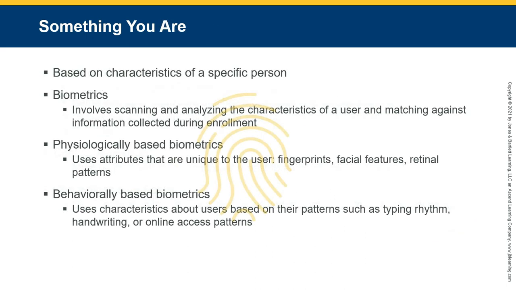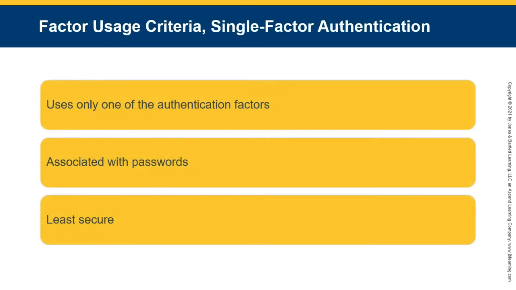Something you are. Based on characteristics of a specific person. Biometrics involves scanning and analyzing the characteristics of a user and matching against information collected during enrollment. Physiology-based biometrics uses attributes that are unique to the user: fingerprints, facial features, retinal patterns. Behavior-based biometrics uses characteristics based on a pattern such as typing rhythm, handwriting, or online access patterns. Using only one of the authentication factors, such as a password, is least secure.